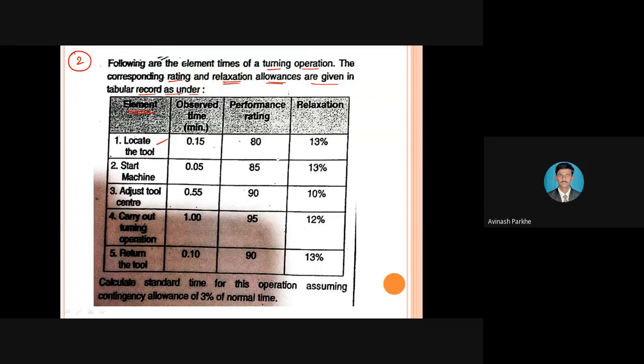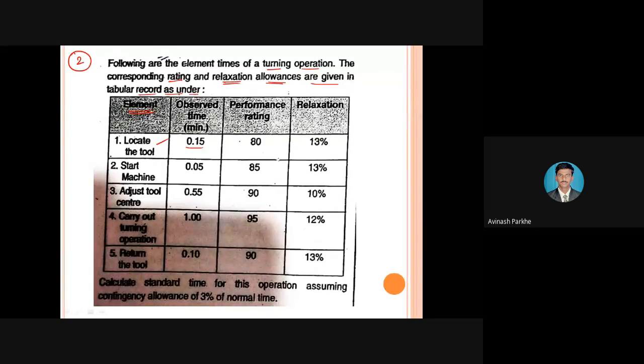How much time is required for locating the tool? 0.15 minutes. The second column represents the observed time. The first column is the element, that means the type of activity we are performing. And to perform that particular activity, the amount of time required is called the observed time.